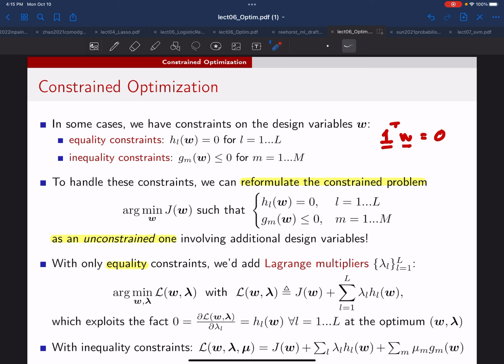Okay, let me give you another example. Let's say that W happens to be a PMF, probability mass function.